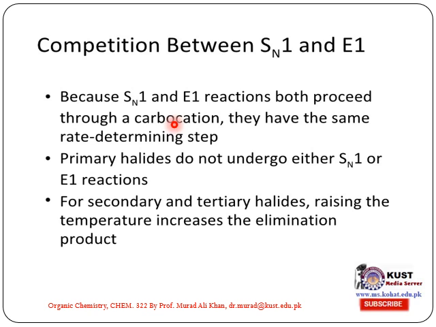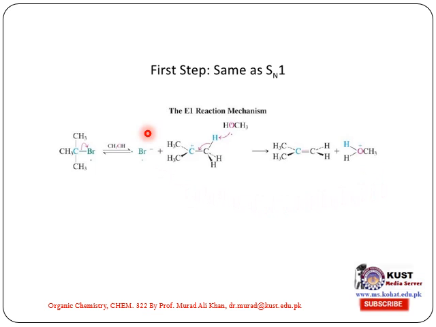For secondary and tertiary halides, raising the temperature increases the elimination product. The higher the temperature, the more the elimination product. In the E1, the first step is the same as the SN1 mechanism. Here you can see the molecule, the substrate or base, and the cation formation. The cation is formed, and now it can go both ways.